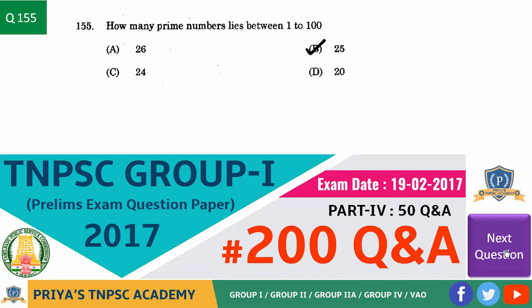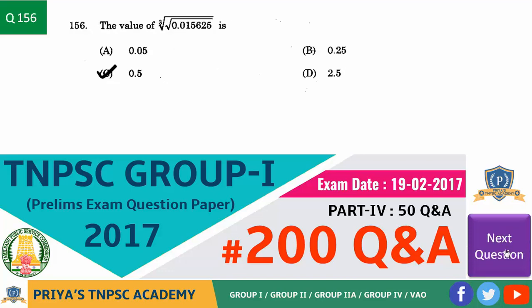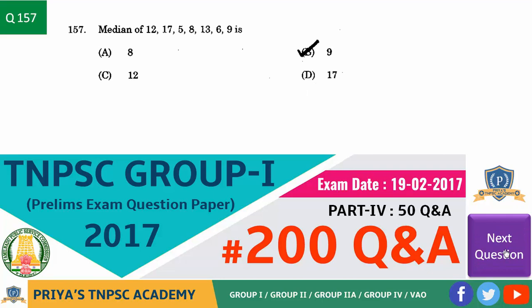Next question. How many prime numbers lie between 1 to 100? Answer is option B, 25. Next question. The value of cube root of 0.015625 is? Answer is option C, 0.5. Next question. Median of 12, 17, 5, 8, 13, 6, 9 is? Answer is option B, 9.